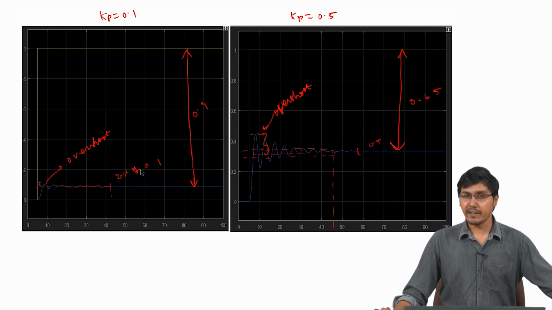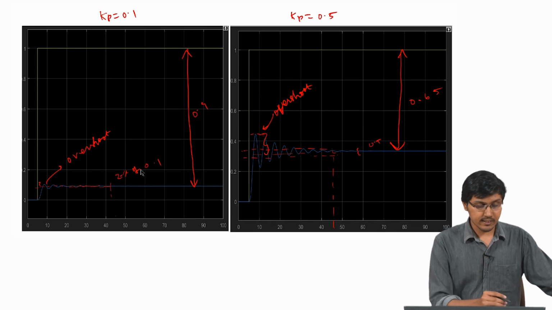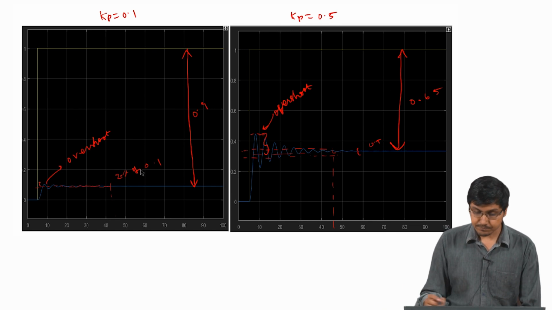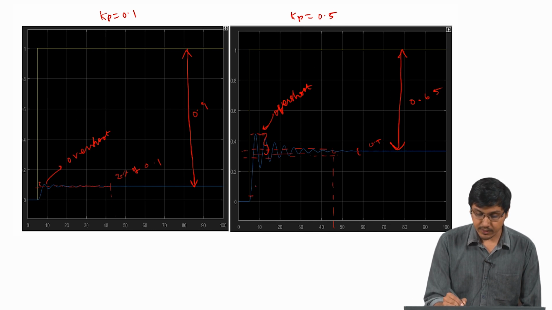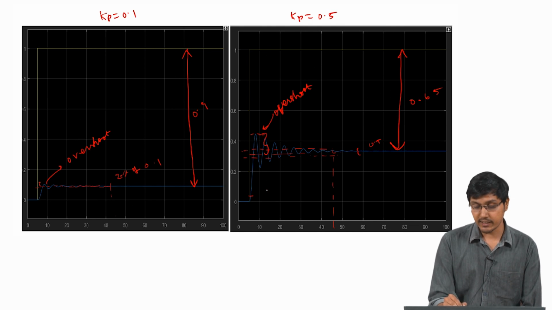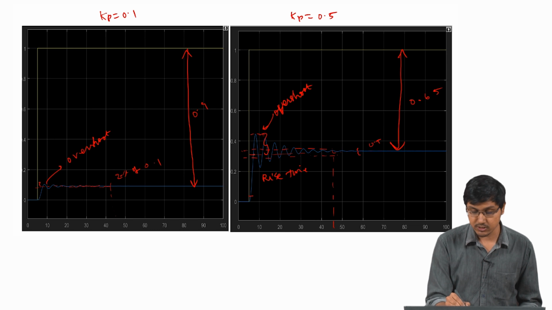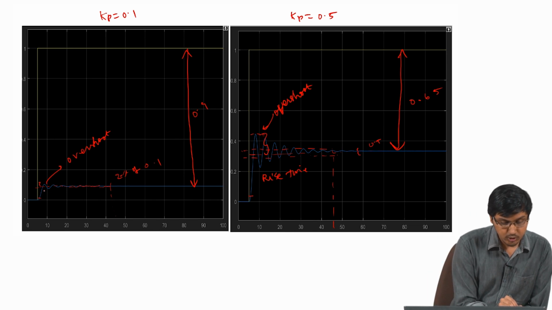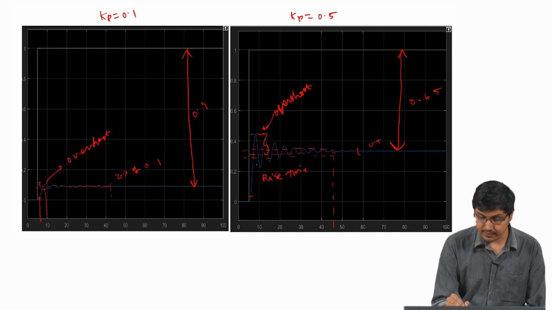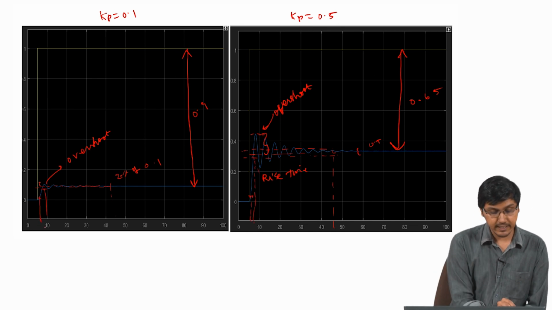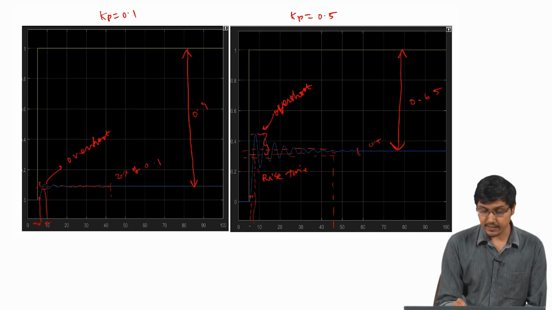One more thing you can see is the time taken to go from 10% of the final value to 90% of the final value. That is called the rise time. And you can see here, this is a slower one, right. From 10% of this to 90% of this may take some time, and this one is too short. So this time is longer than this time.